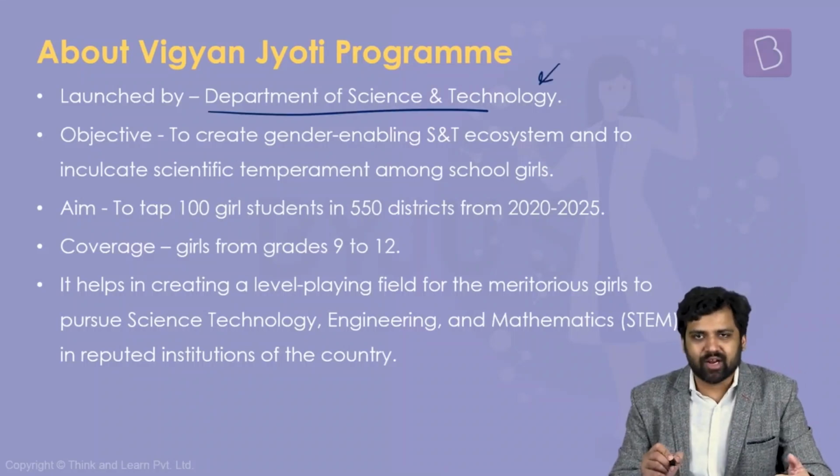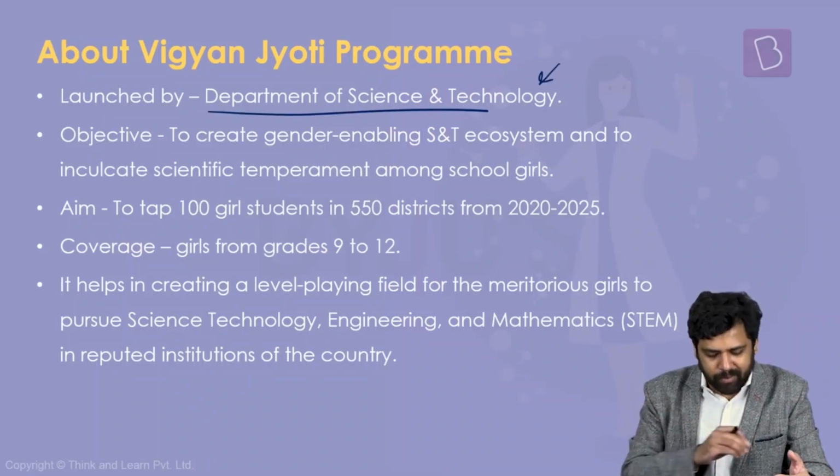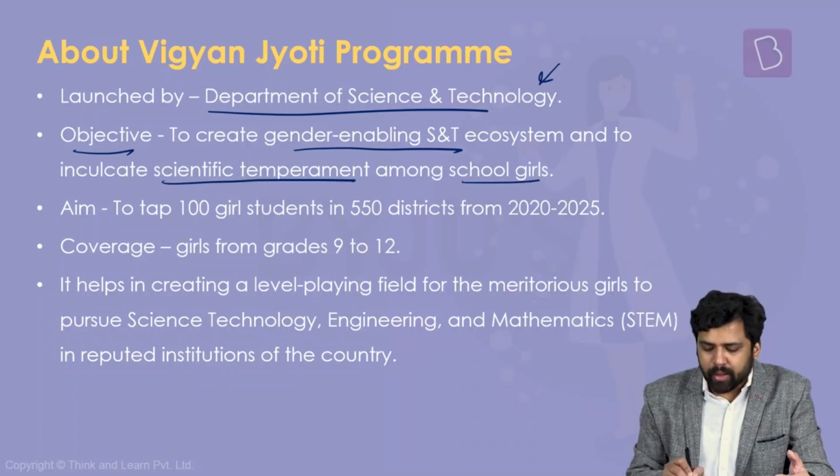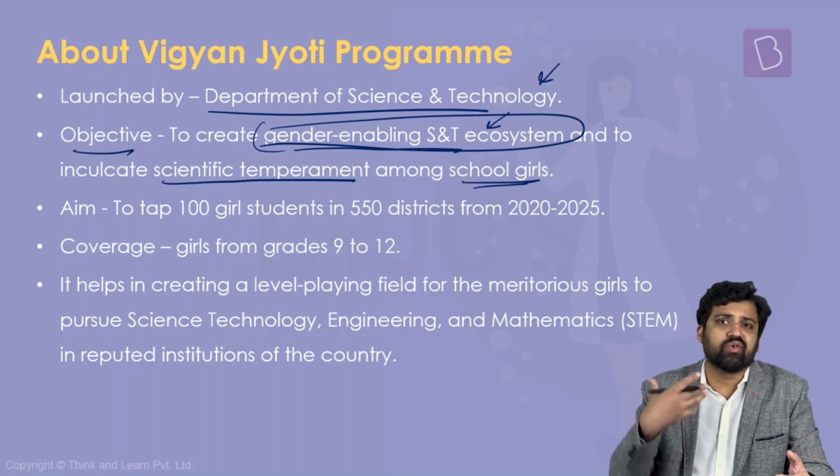This program has been launched by the Department of Science and Technology. From the prelims perspective, these kinds of nuances are important. What is the objective? The objective is to create a gender-enabling science and technology ecosystem and to inculcate scientific empowerment among girls. Right? So we are creating a gender-enabling science and technology ecosystem. What is the meaning of this?